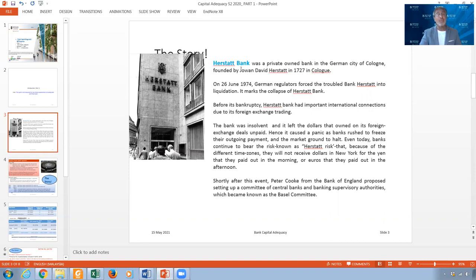Same thing happened to the European banks, including the German banks. If they execute the transaction in the afternoon, and by the time the American banks open or execute that transaction, the German banks may be closed and the settlements will happen on the second day. And this is what happened with Herstatt Bank. So they have this huge exposure with the American banks.